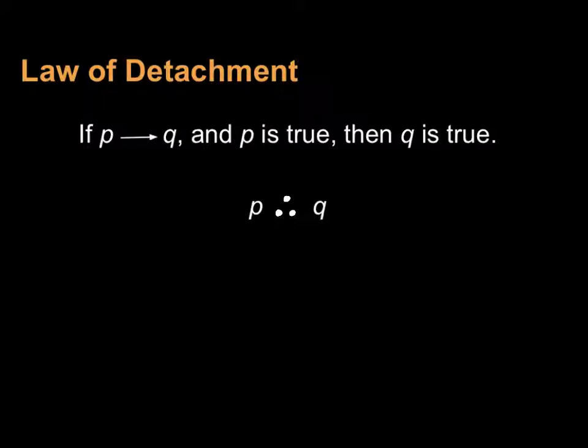So the law of detachment looks like this. If P, then Q, and P is true, then Q is true, right? So we're saying if P happens, then Q will happen. And P happened. Therefore, Q happened. That's a very easy way to say that, but I hope you understand. So if P, then Q, and P is true, therefore Q is true. And that's how we write it. P, therefore Q.